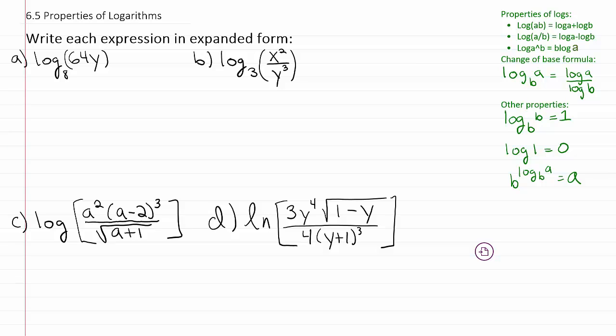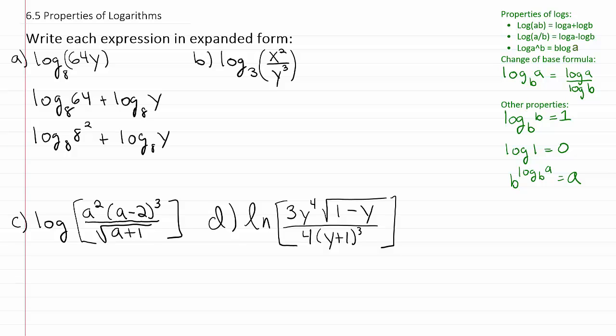We have log of 64y base 8. So we can take that product of 64y and we can rewrite it as a sum. So we can certainly say log of 64 base 8 plus log of y base 8. So multiplication leads us to the addition or sum of two logs. Now from here, we can certainly rewrite that log of 64. 64 is 8 squared. So I should be able to say log of 8 squared base 8, right? Plus log of y base 8.